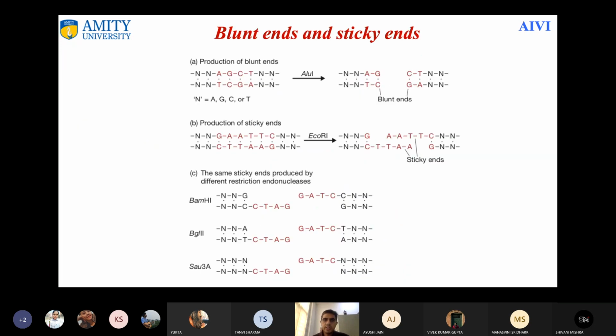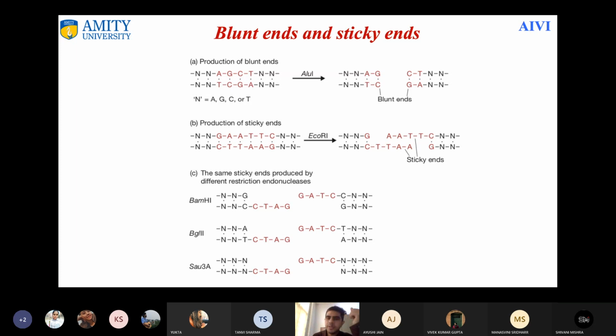Then we talk about what type of cut they produce. We mentioned the blunt cut, which means both strands are cut in the same location, leading to the production of a blunt end. The second is a staggered cut, where the two strands are cut at different locations. That produces sticky ends. Sticky means they leave an overhang, or simply single-stranded hanging regions, and these single-stranded hanging regions have the property of forming hydrogen bonds. That's why they can stick to each other.